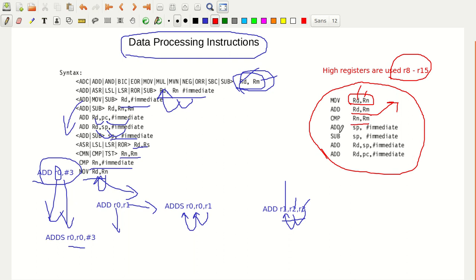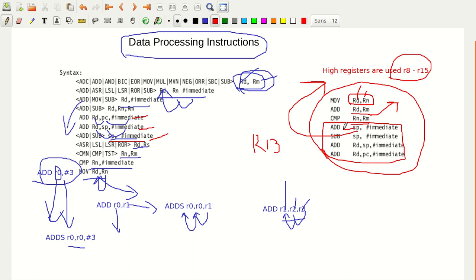Similarly for the next one, SP comma hash immediate, SP is always a high register itself. What is the value of the stack pointer? Stack pointer is R13, isn't it? R13 is the stack pointer. Now here also similarly the subtraction operation, SP minus immediate. Similarly, add RD comma SP comma immediate, add RD comma PC comma immediate. All these four instructions you can find here: add RD comma PC comma immediate, add RD comma SP comma hash immediate, and subtraction SP comma immediate.